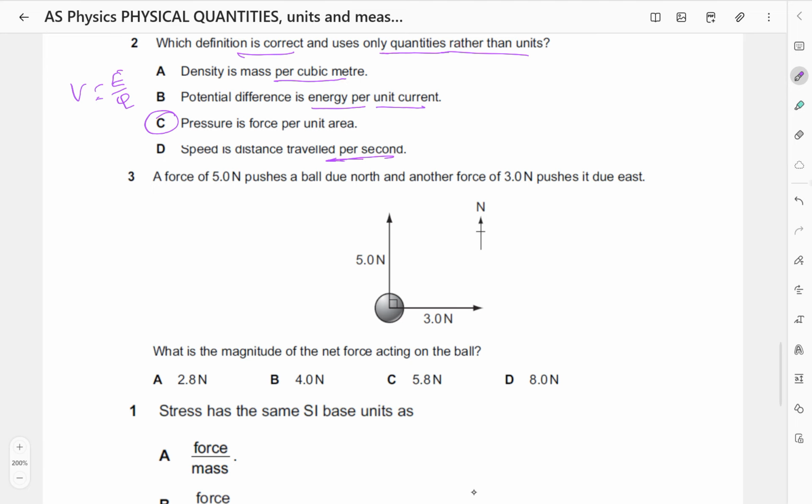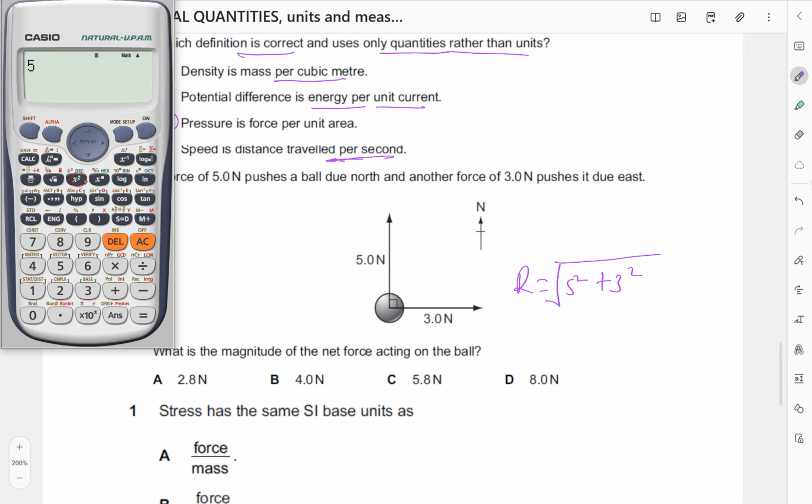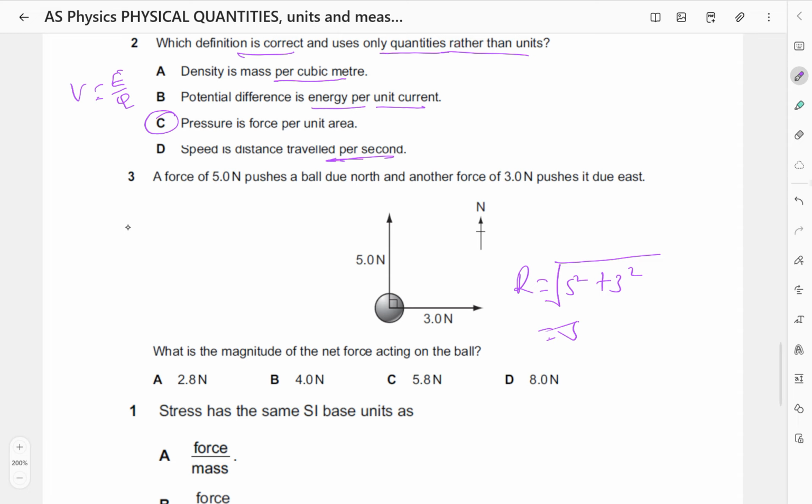A force of 5 newtons pushes a ball due north. Another force of 3 newtons pushes it due east. What is the magnitude of the net force acting on the ball? Because they are at right angles, we just use Pythagoras theorem. So the net force is going to be the square root of 5 squared plus 3 squared, which is 5.8. So this is 5.8 newtons. So the answer is going to be C.